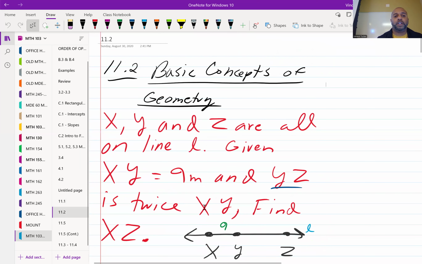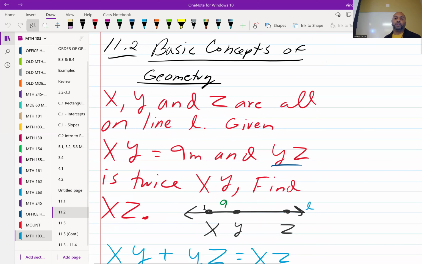So let's look at 11.2. We can start it, or might be able to finish it. We'll see. But just basic concepts of geometry. So we have X, Y, and Z are all on line L. Given XY is 9 meters and YZ is twice XY, find XZ.